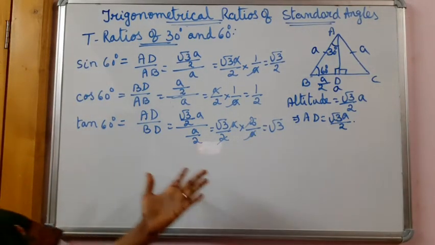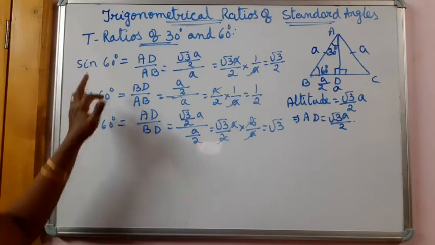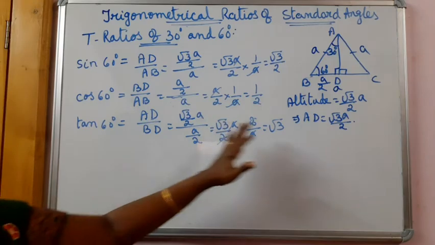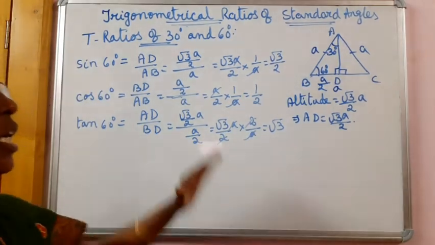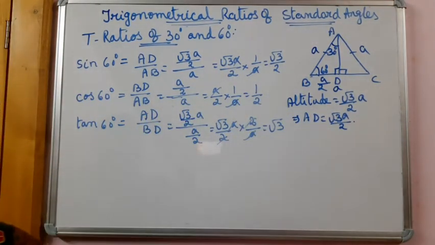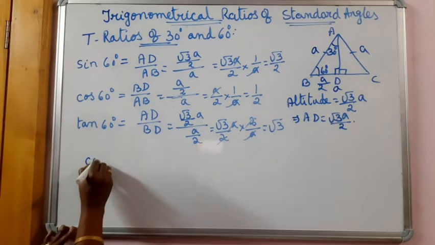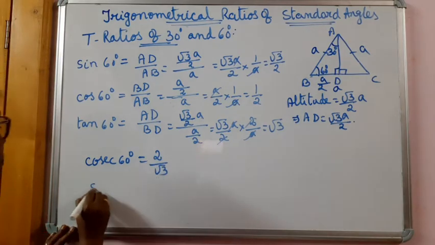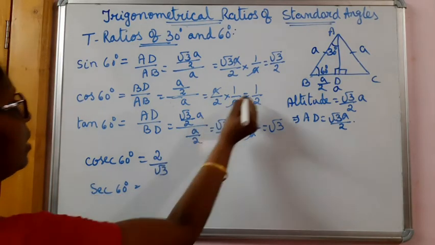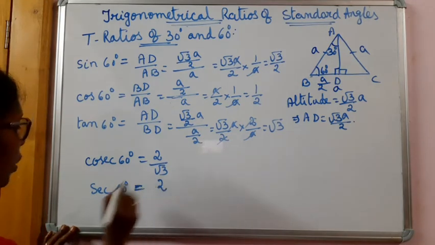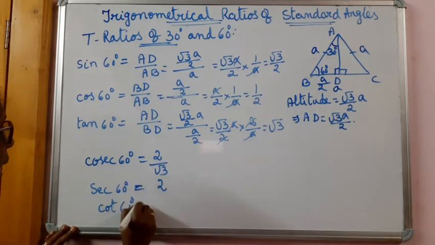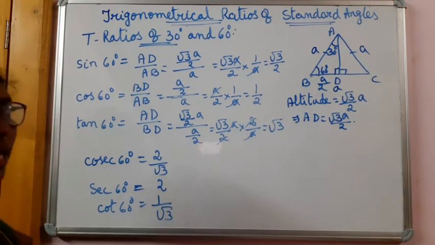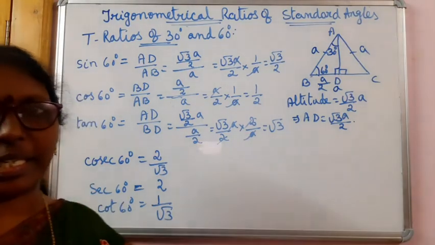Okay, so already we know that cosec is the reciprocal of sine, sec is the reciprocal of cos, and cot is the reciprocal of tan. We know that. So the reciprocals of these give you the remaining ratios for 60 degrees, without finding them separately. I am showing you. So cosec 60 degrees is 2 by root 3. Sec 60 degrees is the reciprocal of cos, which is 2. And cot 60 degrees is the reciprocal of tan 60, which is root 3, so cot 60 degrees is 1 by root 3. I hope this is clear to you.